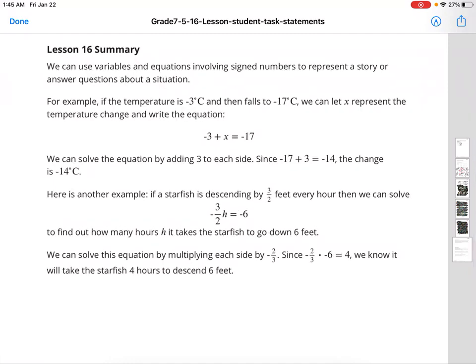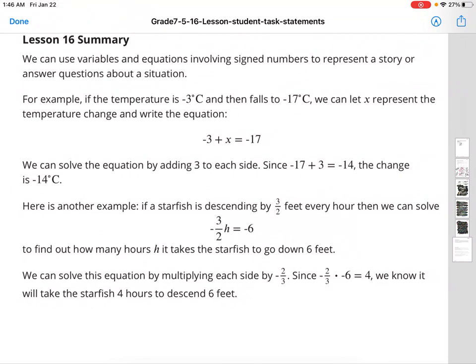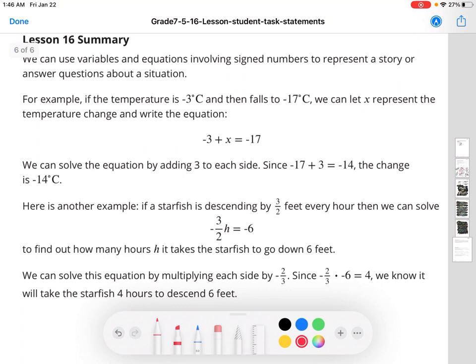So if we have -3 plus x equals -17, we would solve the equation by adding 3 to each side. So -3 plus 3, well, I know that equals 0. So that leaves me with 0 plus x, which is x. And then -17 plus 3, which is -14.